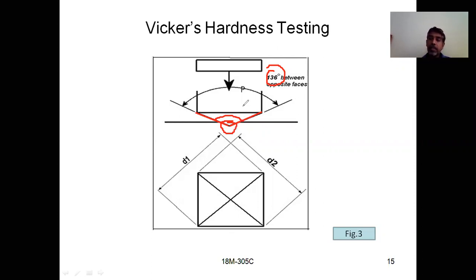And we are using a diamond indenter, which is a very hard material. So we can use this for testing the hardness of hard materials. In this way, this has some advantages compared to the Brinell hardness test. So how much angle between the opposite faces? It is 136. You should remember this value, 136 degrees between the opposite faces when you use the diamond indenter.